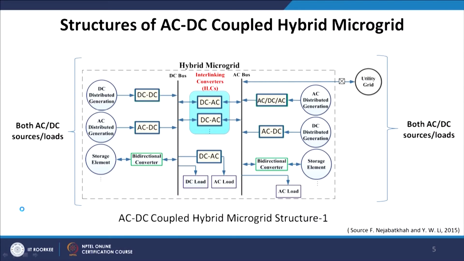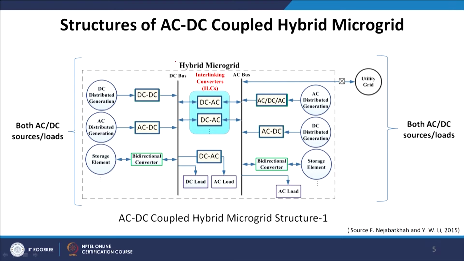Now, there are different types of architectures available in literature, but I felt very comfortable in picking up two very common architectures, perhaps that address all types of different architectures. So, one of the very common architectures is the AC-DC coupled hybrid microgrid. We call it structure 1, and then we will see one more structure, which is structure 2, at a later stage.